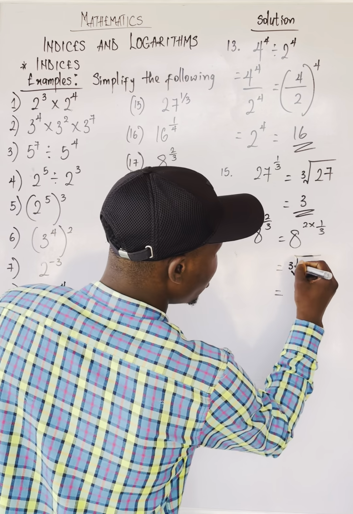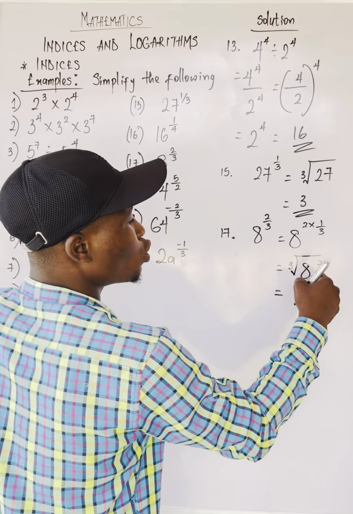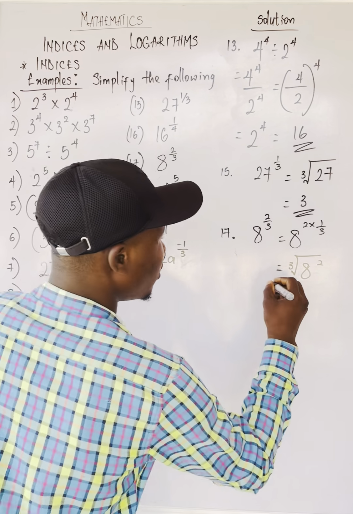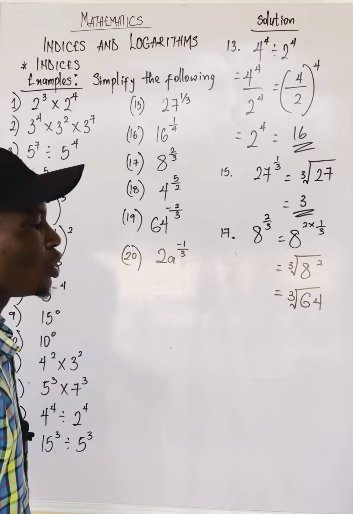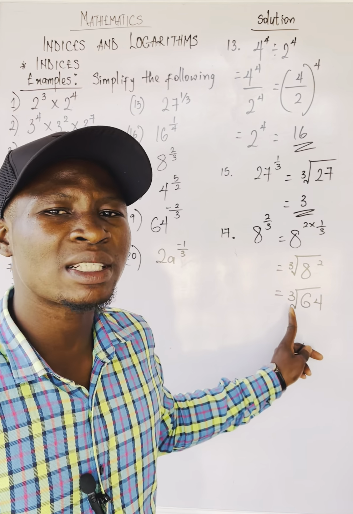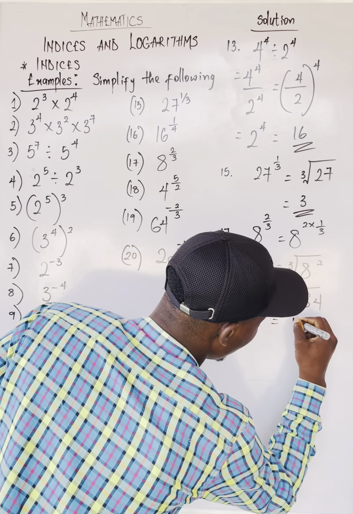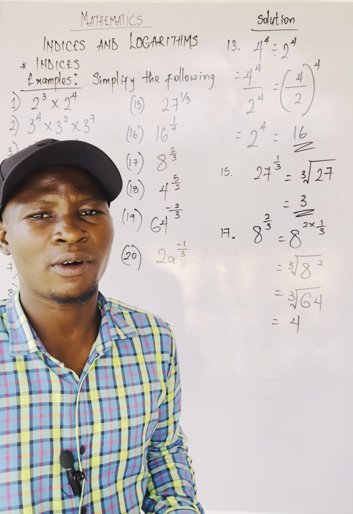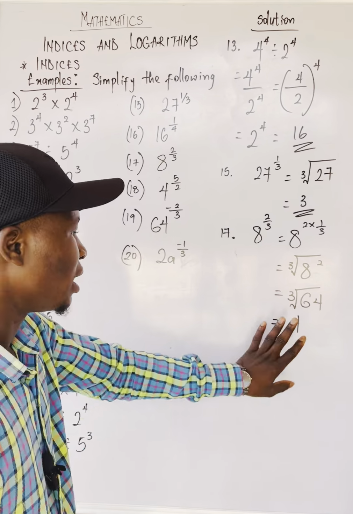Now, when you have cube root of 8 square, let's first square this 8. 8 square will give us 8 times 8, that is 64. That will be cube root of 64. Cube root of 64 means what number can we multiply in 3 places that will give us 64? The number is 4. 4 in 3 places will give us 64: 4 times 4 is 16, and 16 times 4 is 64. Now that's the first method.